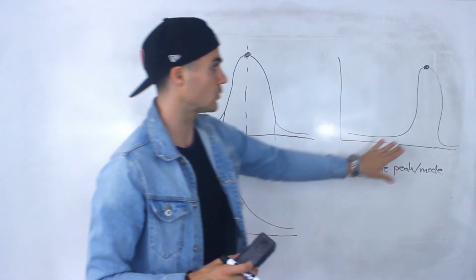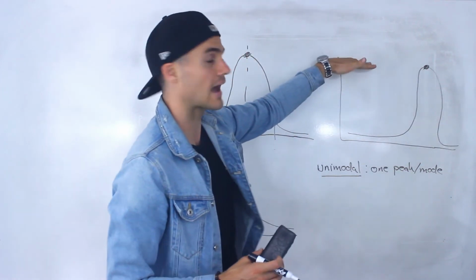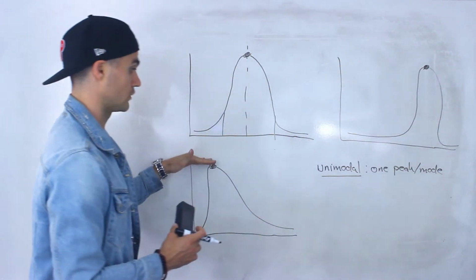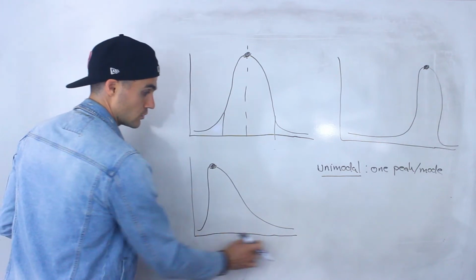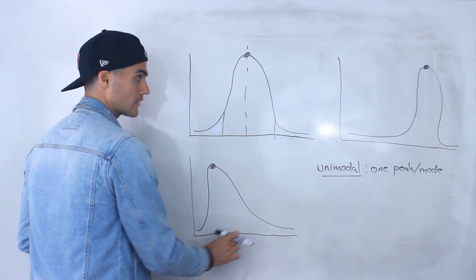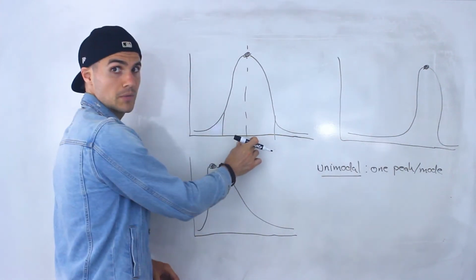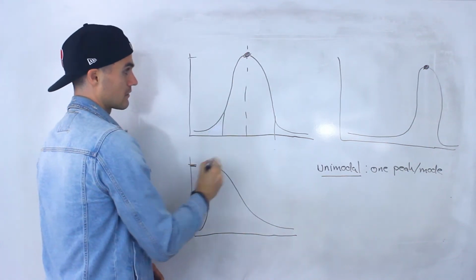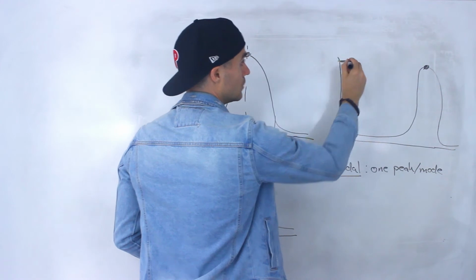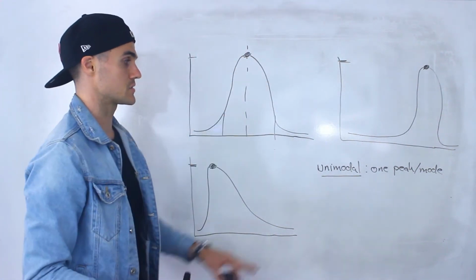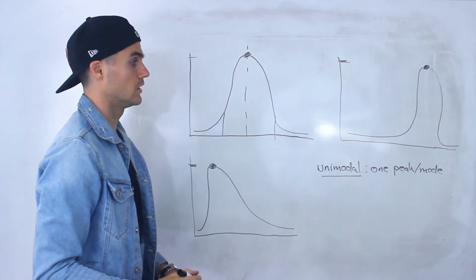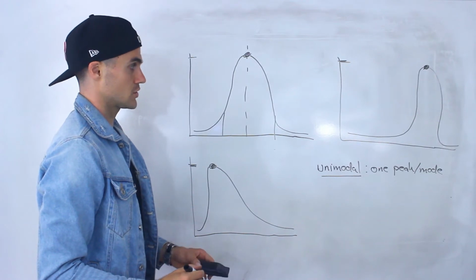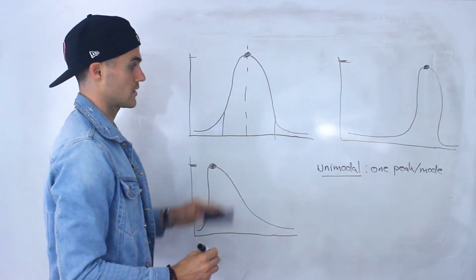So notice that there's only one mode that has that high frequency in all of these, right? The value is changing, whether it's a low value or a high value or the value in the middle, but nevertheless, there is just one peak. There is just one value that has that highest frequency. So that's what a unimodal distribution looks like. Could be any of these three.